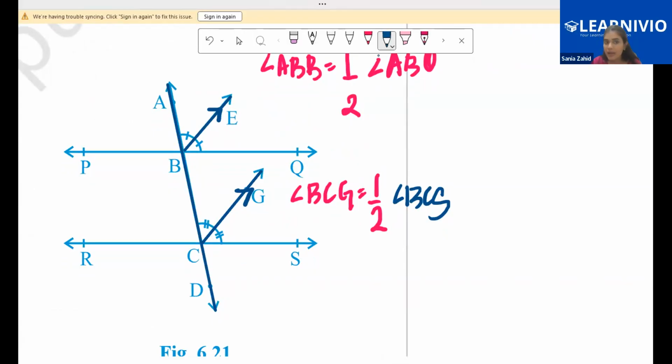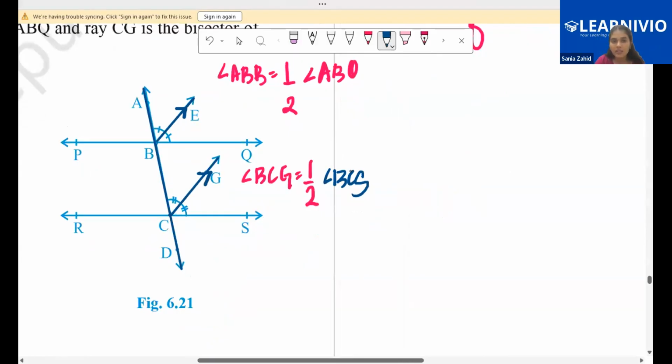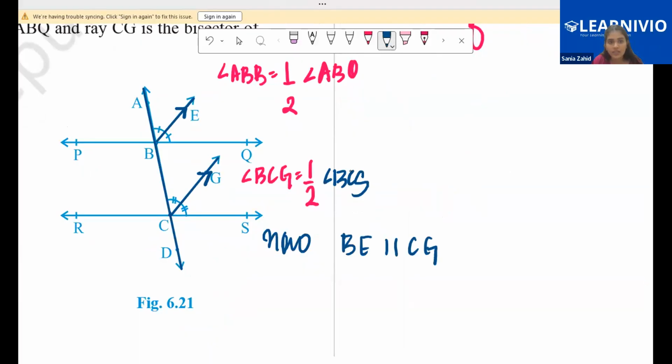Now you might say that, ma'am, this is not a transversal because it's not cutting it, because the line should have been like this. And that's a valid point. But children, you can even extend this line. So if a figure is like this, then this line is also considered a transversal. Now what you see is that BE is parallel to CG and AD is the transversal.